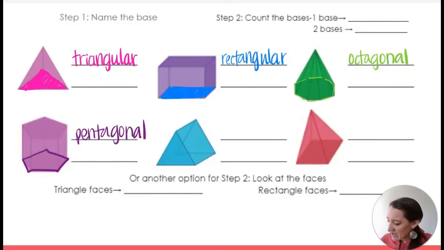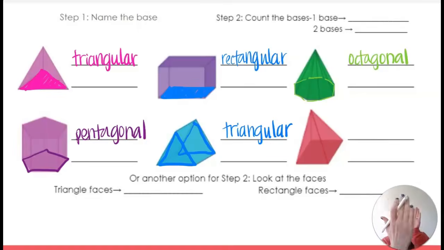And then here, this one's a little tricky, but the bases are actually right here. And those bases are triangular. Why did I put the bases right there? Because remember, the bases are the parts that don't touch each other, that face each other, and the faces go all around. So that's triangular. And then our last one right here is a square. Squarangular? No, just square.